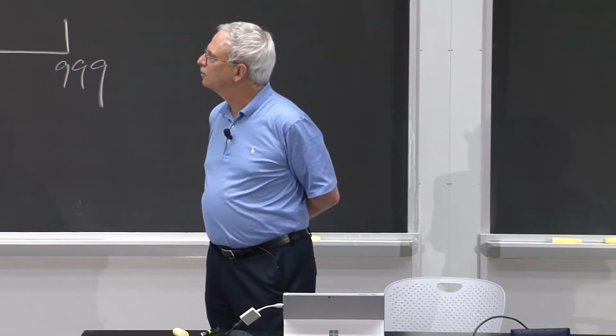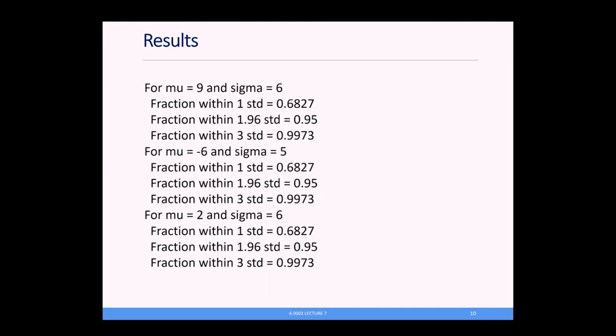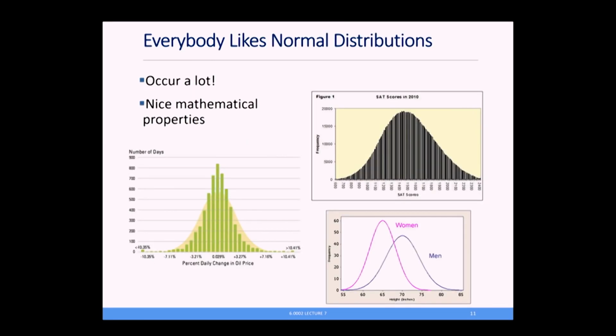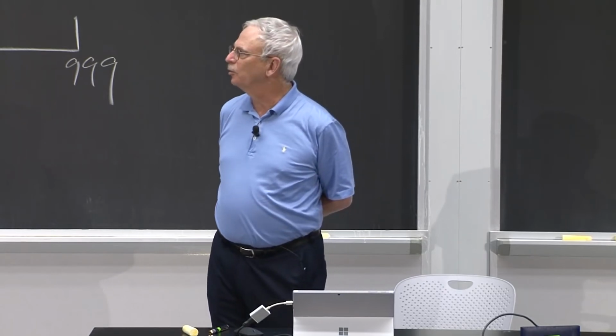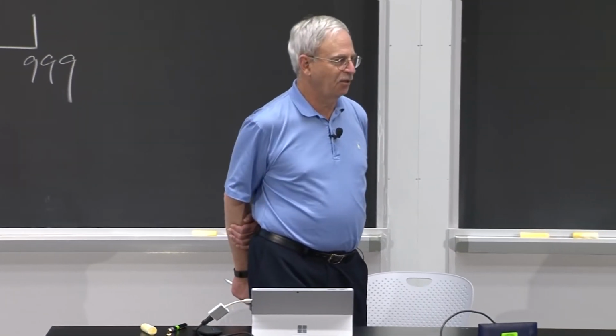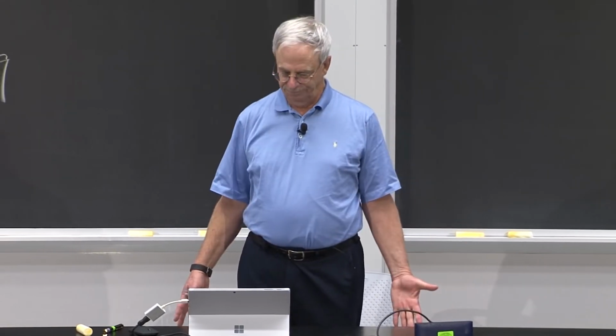Well, here are the results. From mu equals 9 and sigma equals 6, which I happened to choose, we'll see the fraction within 1, 1.96, and 3. For these random mu's and sigmas, which you can set to whatever you want when you get your hands on the code, essentially what we have is that the empirical rule actually works. One of those beautiful cases where you can test the theory and see that the theory really is sound.